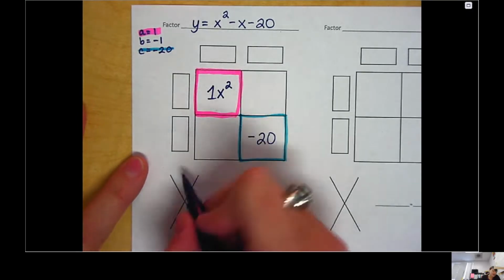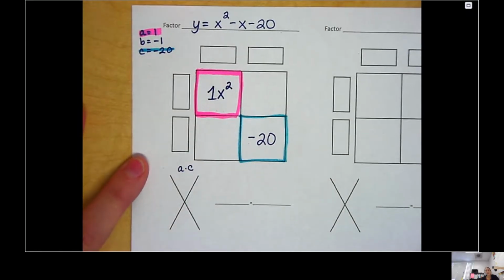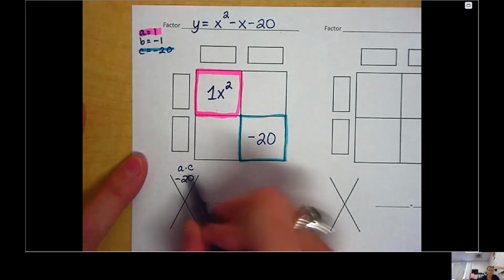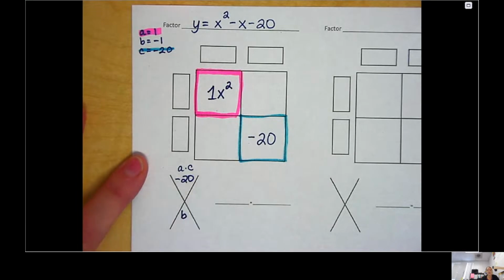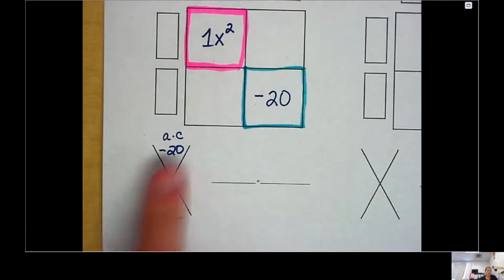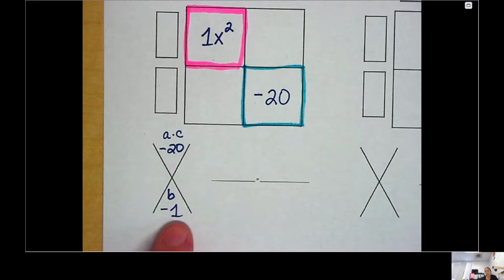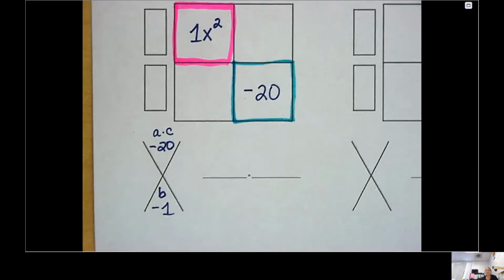All right. A times C is the first thing. What are your two numbers that are A times C? 1 times -20 gives you what? -20. Good. And it has to add up to your B value. What's your B value? -1. Okay. So I have to come up with two numbers that multiply to give me -20, but add up to give me -1. So what are two numbers that multiply to get me to 20?